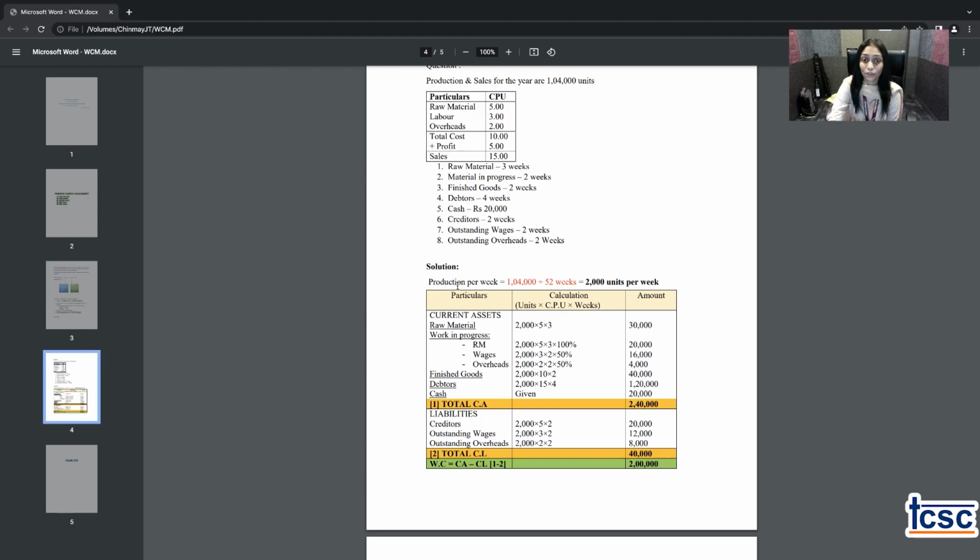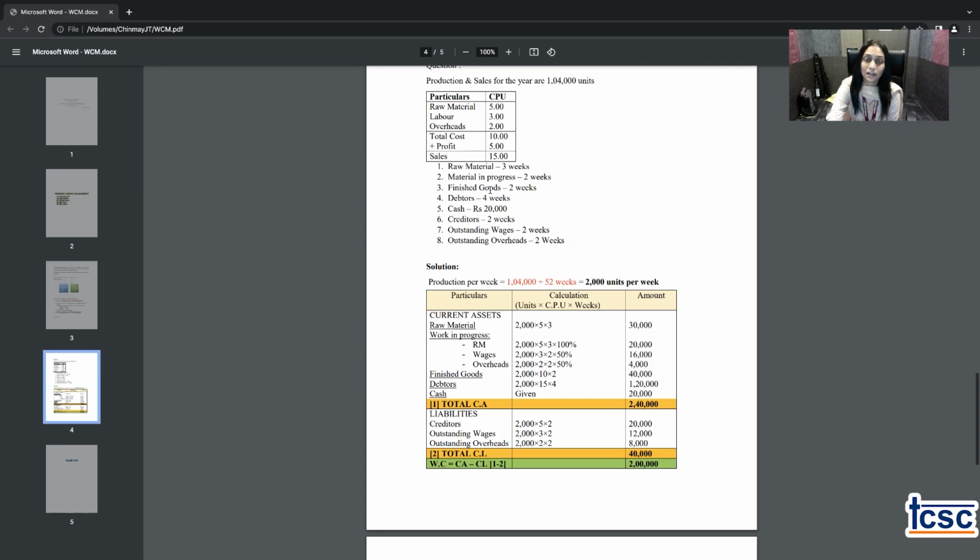If you see raw material units, we know the requirement is 2000 units per week. So here we have written 2000 units. Now raw material is purchased at 5 per unit. So into cost per unit, rupees 5, into how much is the duration given in the question? 3 weeks. So into 3. So 2000 into 5 into 3 will give you 30,000.